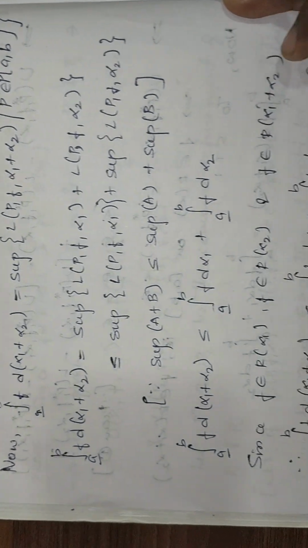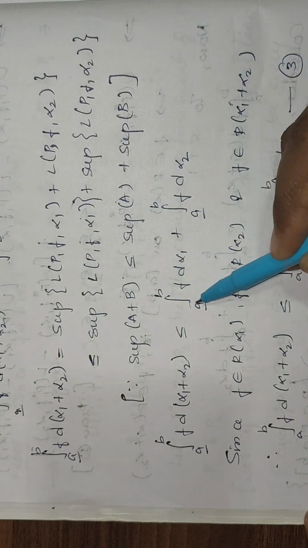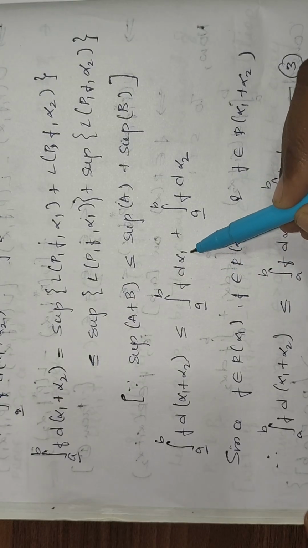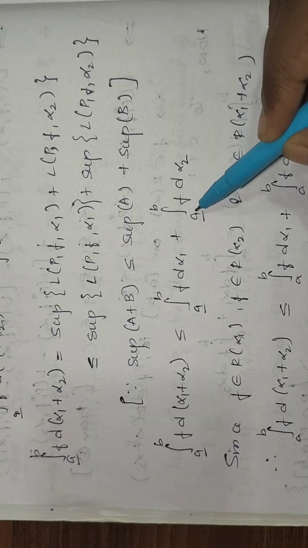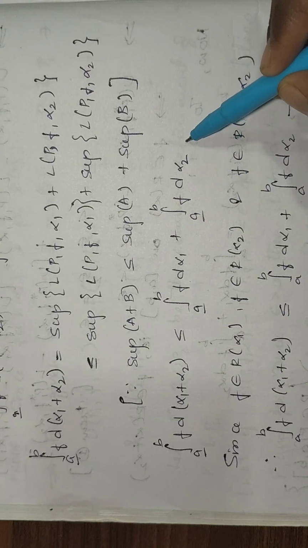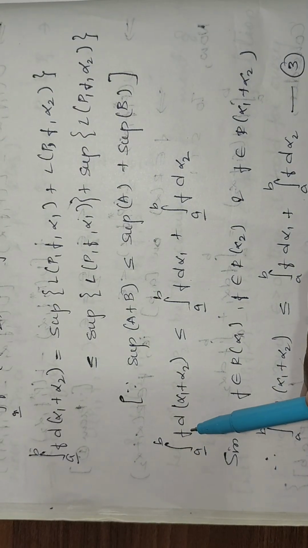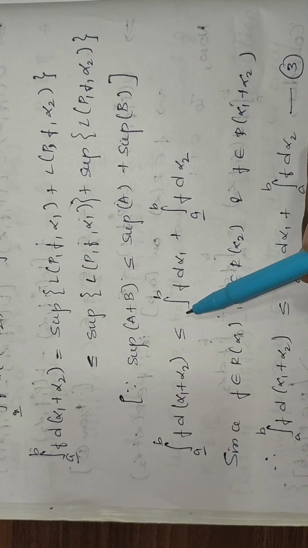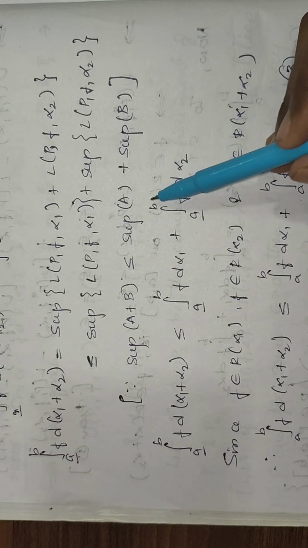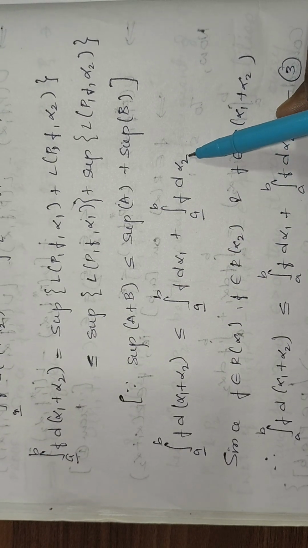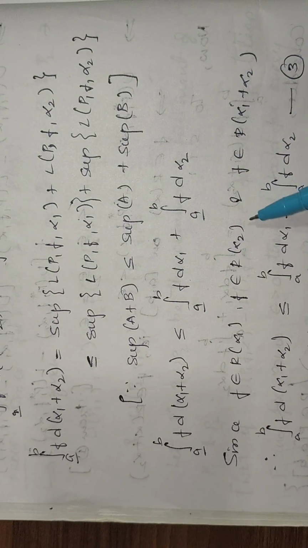Okay, and here this is actually the lower Riemann integral of f with respect to alpha 1. And this is nothing but the definition of the lower Riemann integral of f with respect to alpha 2. So I have the lower integral of f with respect to alpha 1 plus alpha 2 is less than or equal to the lower Riemann integral of f with respect to alpha 1 plus the lower Riemann integral of f with respect to alpha 2.